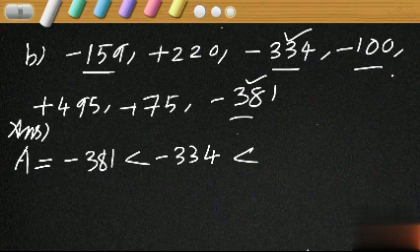Then the remaining numbers are minus 159 and minus 100. Among these, which has the greater magnitude? Minus 159 is the greater magnitude number among these two, so this will be the smaller one. Is it clear? So next comes our minus 159.